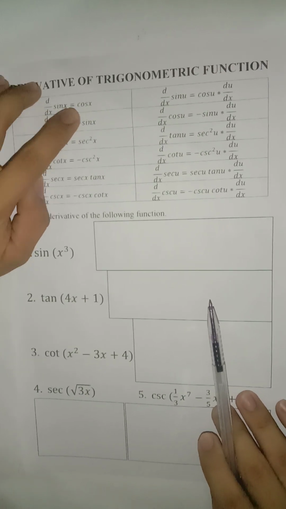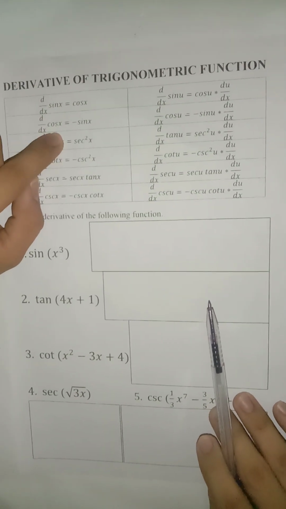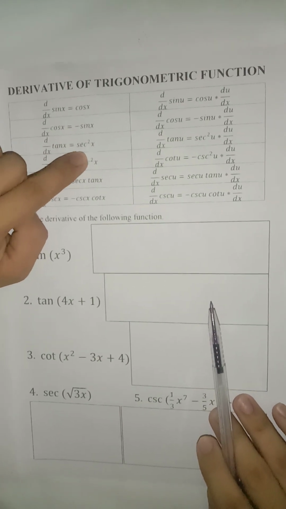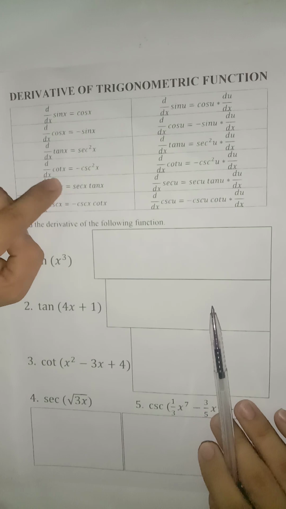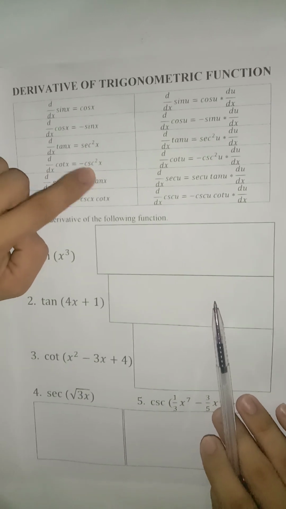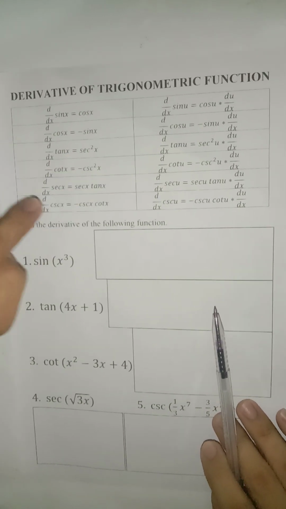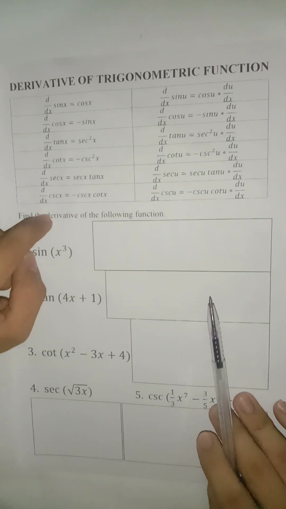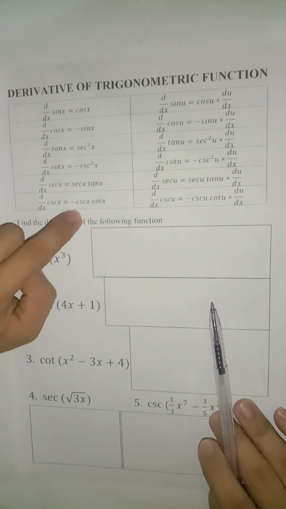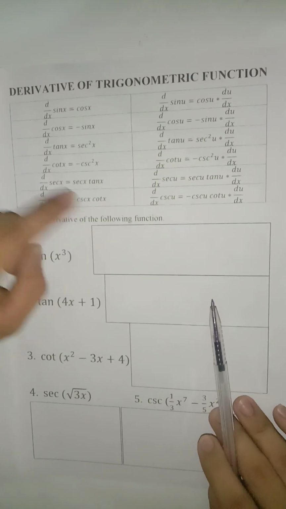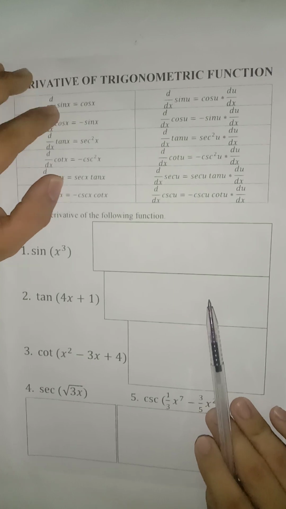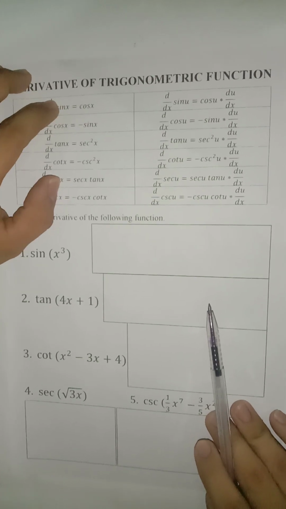Derivative of sine is cosine. Derivative of cosine x is negative sine x. Derivative of tan x is secant squared x. Derivative of cotangent x is equal to negative cosecant squared x. Derivative of secant x is secant x tan x. Derivative of cosecant x is equal to negative cosecant x cotangent x. So again, ito yung mga basic formula ng ating derivative of trigonometric functions.